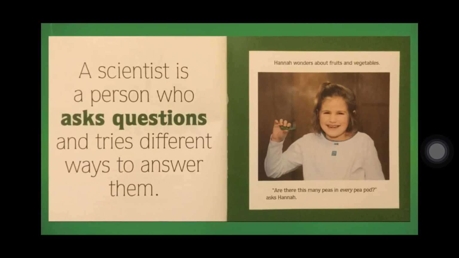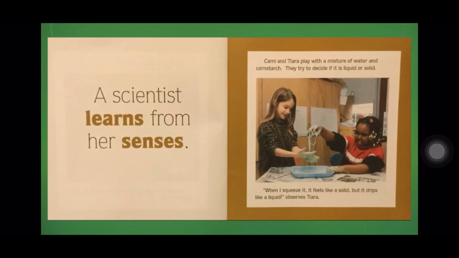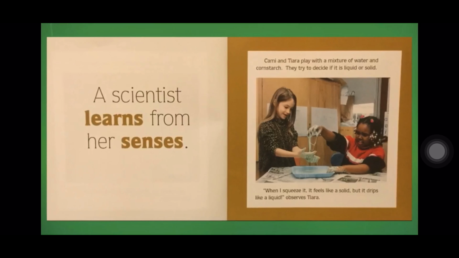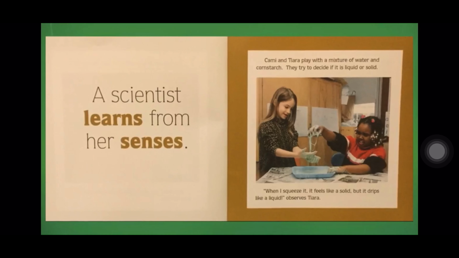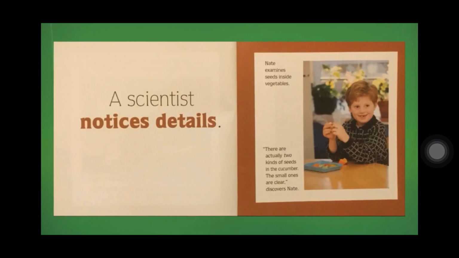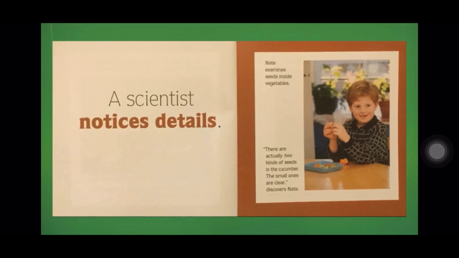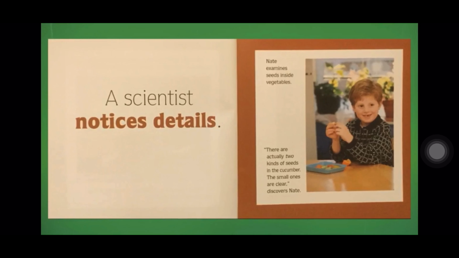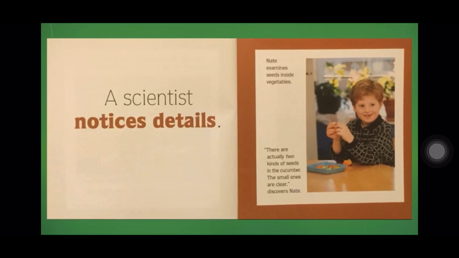Cami and Tiara play with a mixture of water and cornstarch. They try to decide if it is a liquid or solid. "When I squeeze it, it feels like a solid, but it drips like a liquid," observes Tiara. A scientist notices details. Nate examines seeds inside vegetables. "There are actually two kinds of seeds in the cucumber. The small ones are clear," discovers Nate.